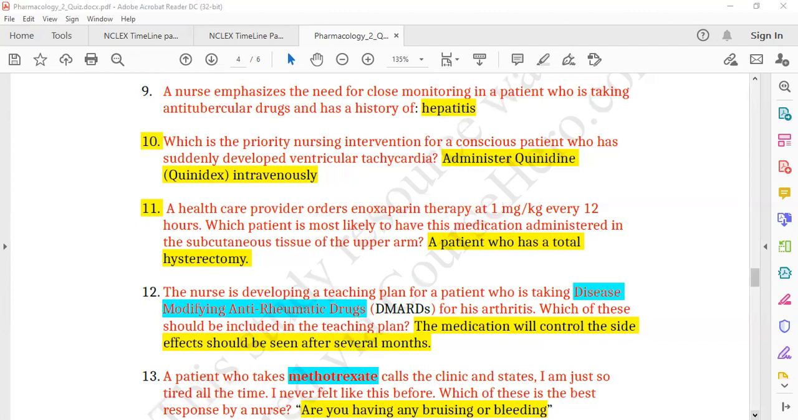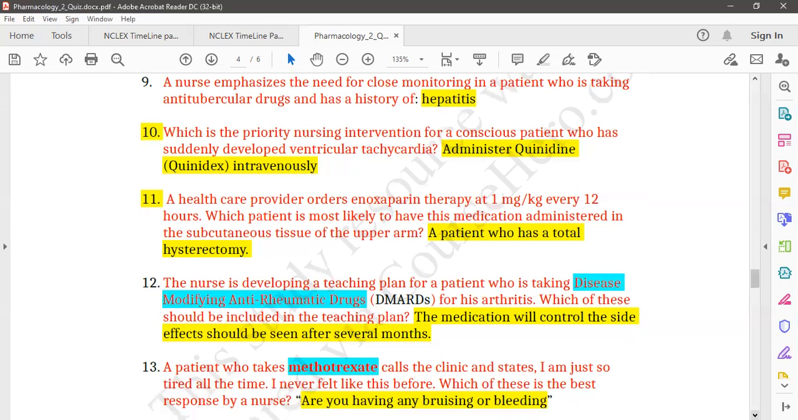A patient who is taking methotrexate calls the clinic and states, I am just so tired all the time. I never felt like this before. Which of these is the best response by the healthcare provider? Methotrexate is a chemotherapy. So the response is, are you having any bruising or bleeding in the body? For further evaluation.